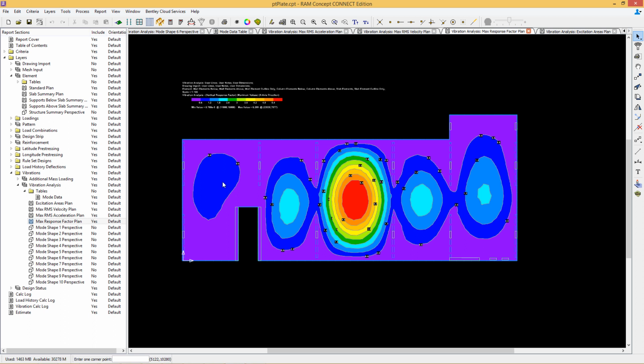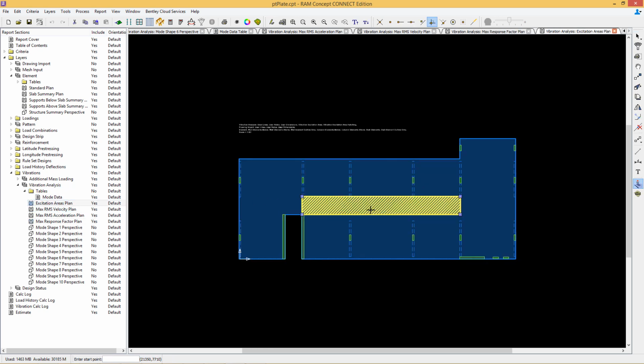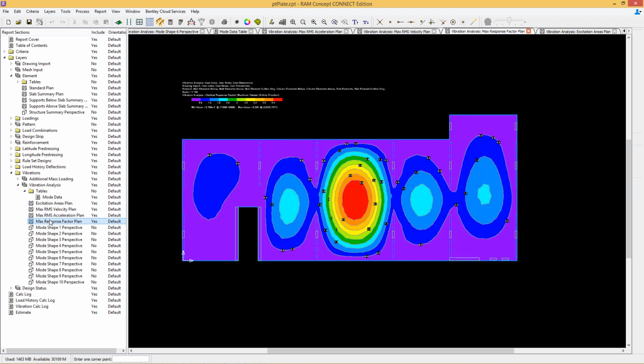We're still considering it as a calculation. We're still considering and calculating the response here, but we're only considering the response here from exciting the areas inside this polygon that we've just drawn. So this really gives you flexibility over what you're considering and how you're considering it.